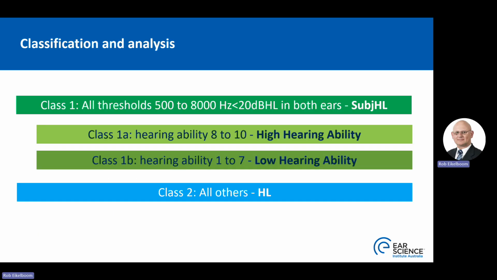These are the classifications we looked at. Firstly, those who had all their thresholds in both ears between 500 and 8,000 at 20 dB or below, and they were further subdivided into those with high hearing ability scoring 8 to 10, and those with low hearing ability 1 to 7. These are about equal groups.